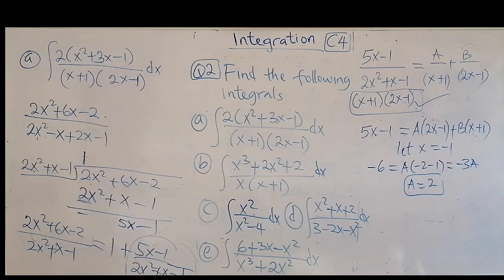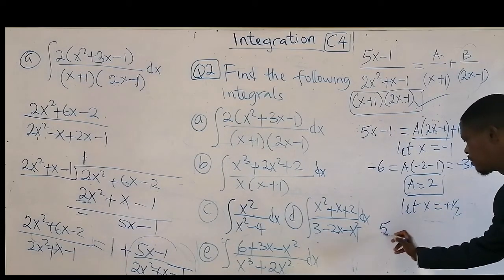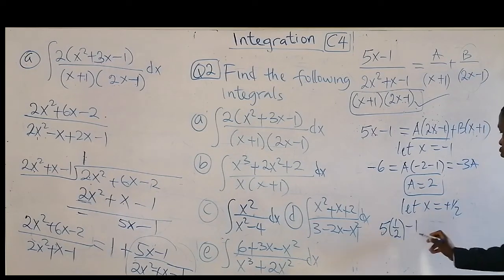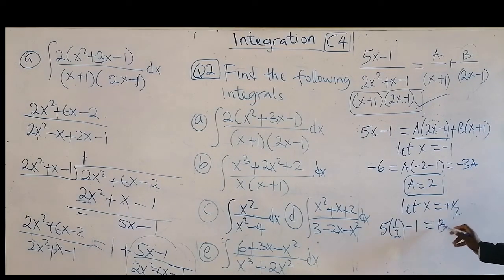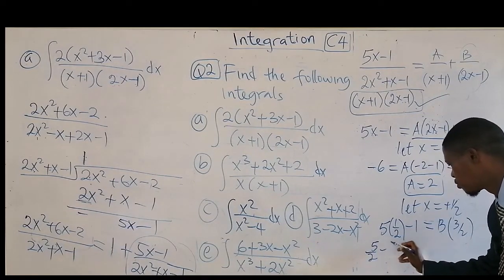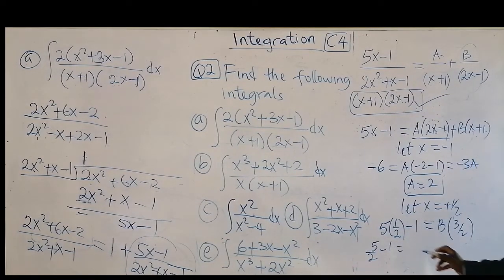Then the next thing we can do now is to substitute, let x be equal to plus 1 over 2. So 2 times 1 over 2, that's 1. So 1 minus 1, so this one cancels out. So we have 5 times 1 over 2 minus 1 equal to B times half plus 1, that's 3 over 2. So this one will give us 5 over 2 minus 1, which is the same as 3 over 2, equal to 3 over 2 B. So B is 1.